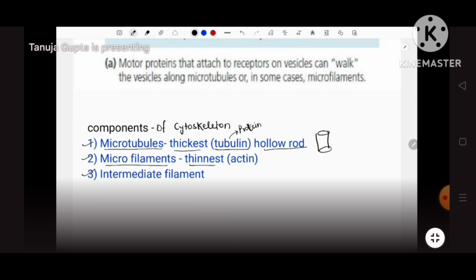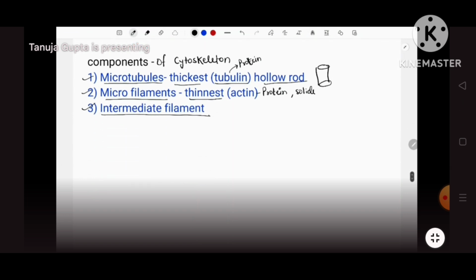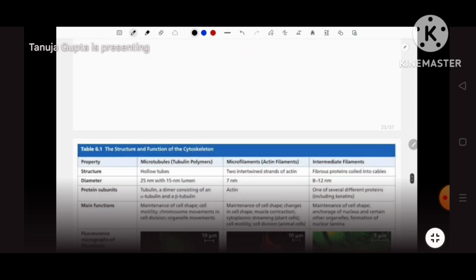Second is microfilament. It is the thinnest and made up of actin protein. It is also solid, not hollow inside. And the third one is intermediate filament. As the name suggests, it has an intermediate diameter: less than the microtubule, more than the microfilament, in between these two. So one is thickest, one is thinnest, and one is intermediate.